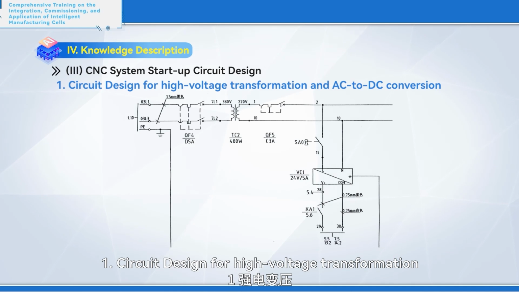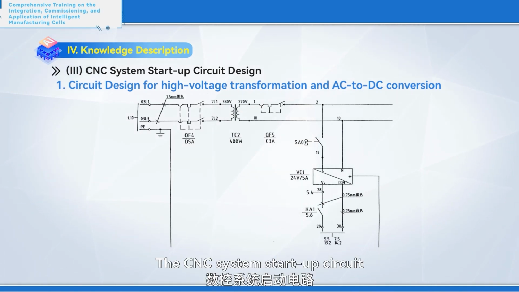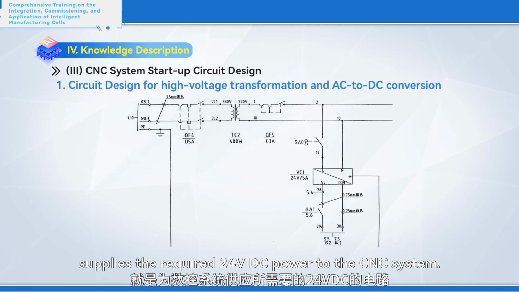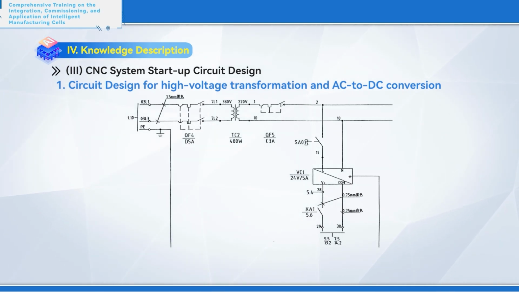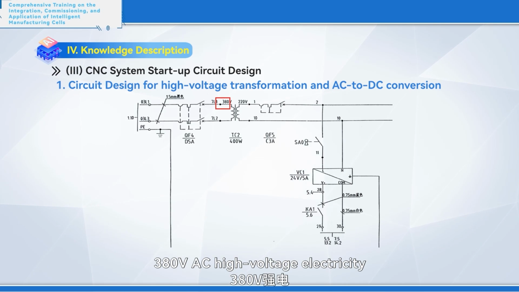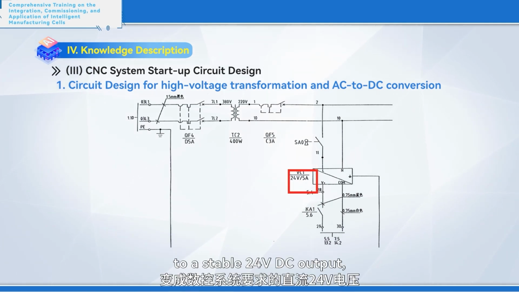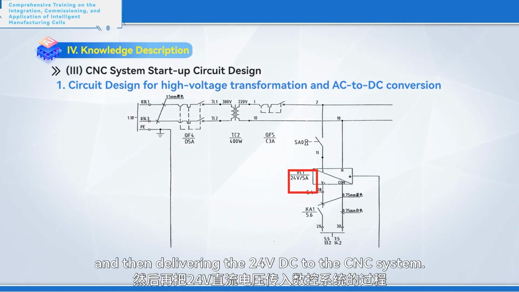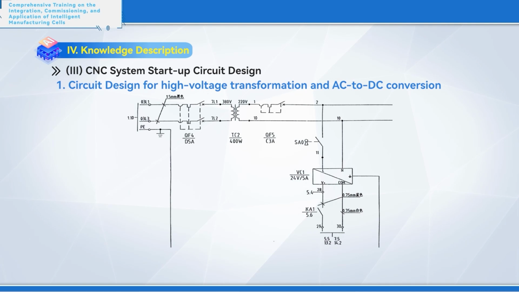1. Circuit design for high voltage transformation and AC to DC conversion. The CNC system startup circuit supplies the required 24-volt DC power to the CNC system. This circuit mainly accomplishes the following tasks: transforming the incoming 380-volt AC high voltage electricity through protection, voltage transformation, and conversion to a stable 24-volt DC output, and then delivering the 24-volt DC to the CNC system. It involves 3 main stages.